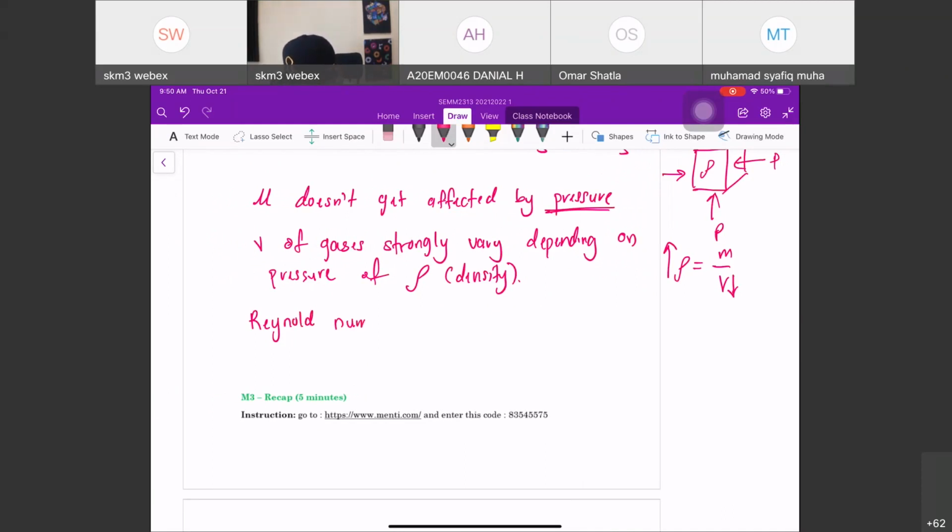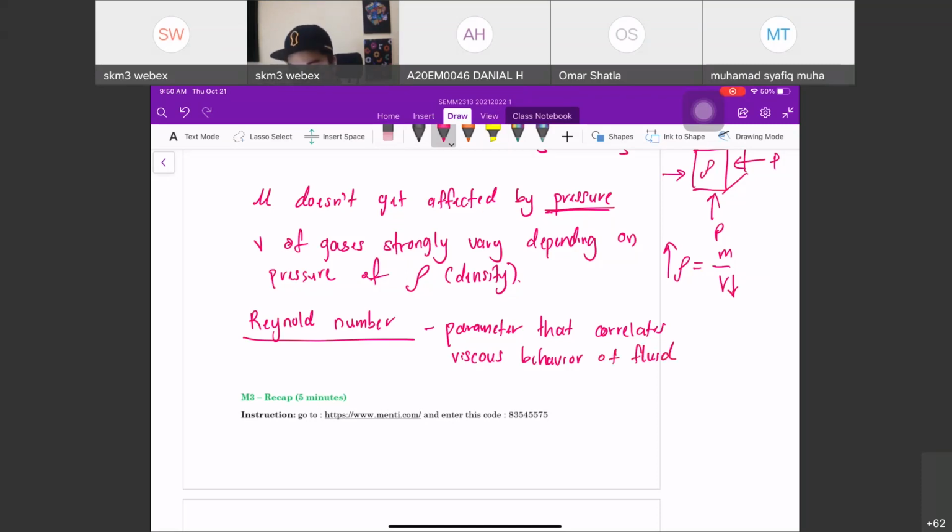Reynolds number. Reynolds number is a parameter that correlates, that has a relationship with the viscous behavior of fluid. When we deal with viscosity, we have a parameter which is very famous, the Reynolds number. If you learn fluid mechanics later on, you will know that Reynolds number is very famous to know the viscous behavior of the fluid.